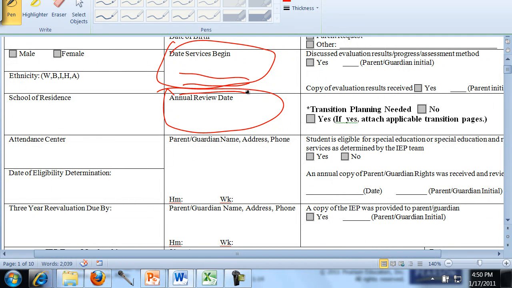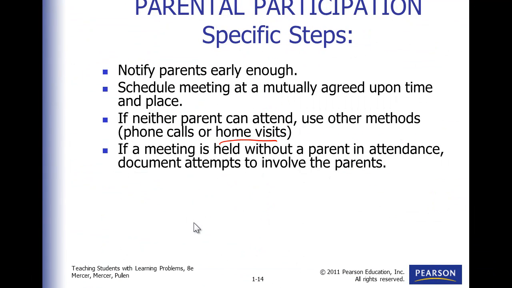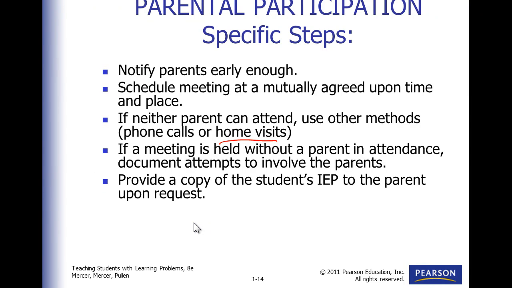Now again, just know that for the first IEP, to initially certify them as a special education student, you have to have the parent's signature. After that, for the annual review, if you make adequate attempts and you can't seem to get them to come in, then you can implement the IEP by itself. Okay, then you provide a copy of that IEP to the parent, or to the student upon request.